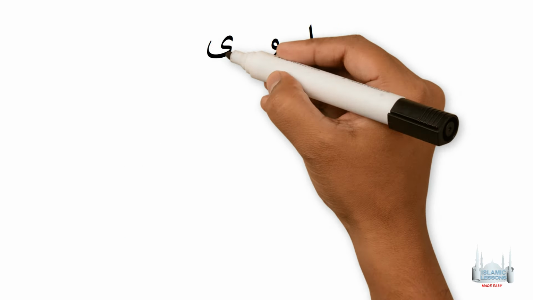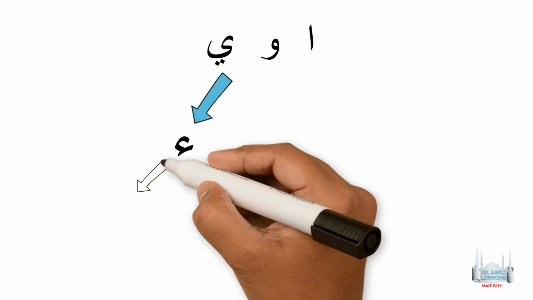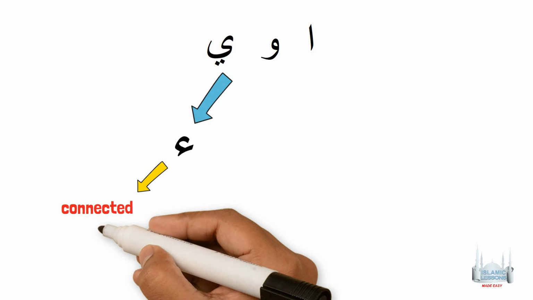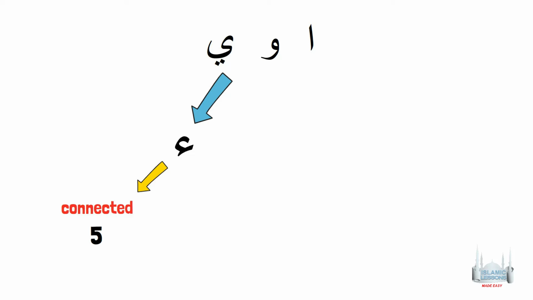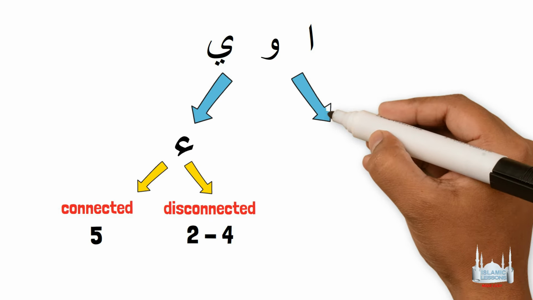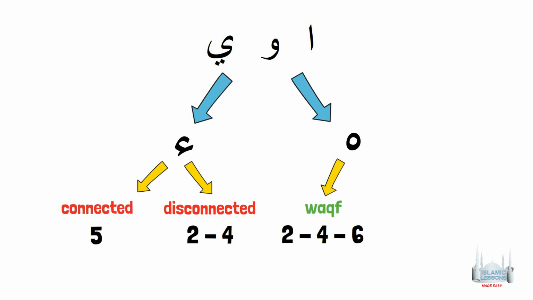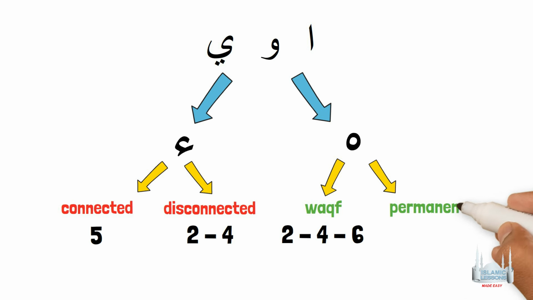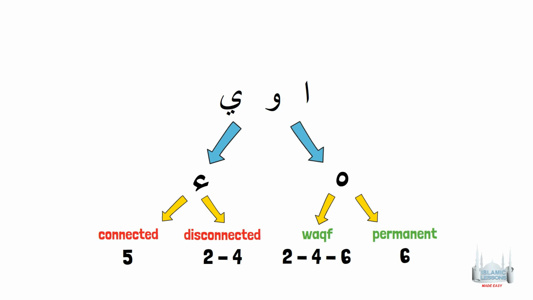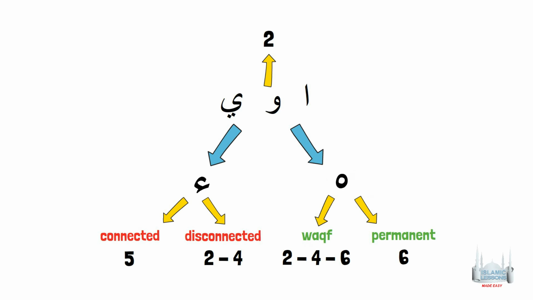To summarize everything, if you see a long vowel followed by a Hamza that is connected to the same word, we lengthen it for 5 counts. If you see a long vowel followed by a Hamza that is disconnected from the word, it is optional to lengthen it for 2 or 4 counts. If you see a long vowel followed by a sukoon due to the rules of waqf, it is optional to lengthen it to 4 or 6 counts. If you see a long vowel followed by a permanent sukoon, we must lengthen it for 6 counts. And if you see a long vowel that is not followed by a Hamza or sukoon, it stays at 2 counts.